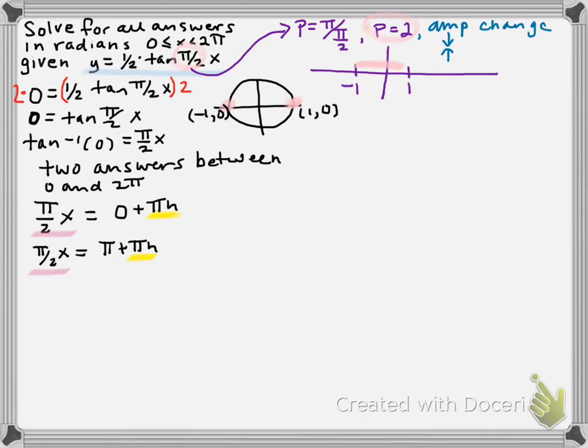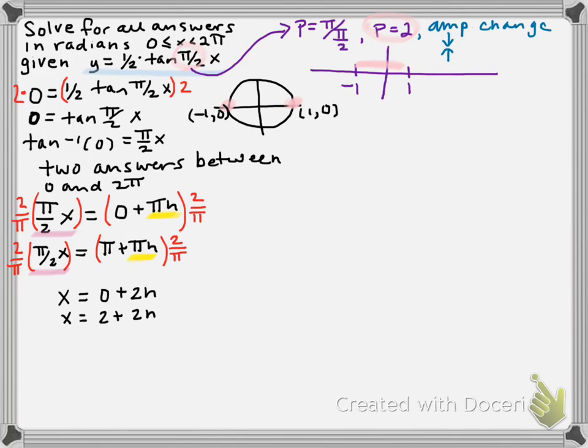And now we get to isolate the x. Mathematically, we're going to multiply both sides by 2 over pi. Okay, we'll distribute that. And notice our equation gets much more simplified now. The pi's cancel out, and we get x equals 0 plus 2n, and x equals 2 plus 2n. And we need both of those equations to generate all of the possible answers. Now we're just going to let n be integers. We can let n be as many integers as we need to get all of the following answers.